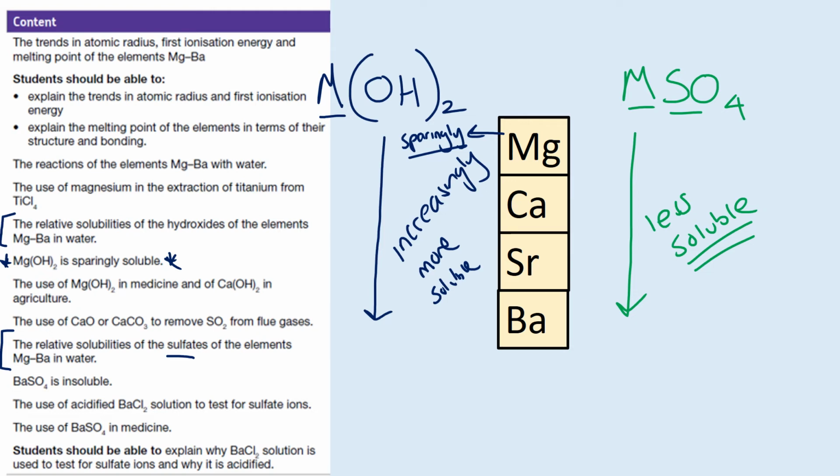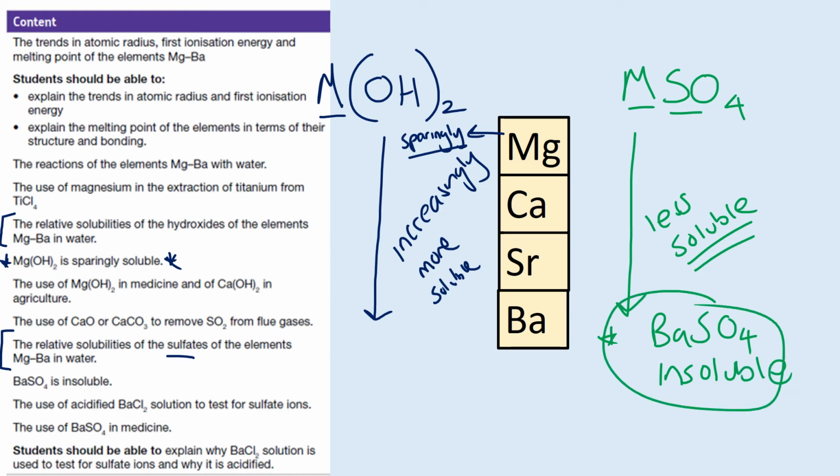Okay, so make that clear on a couple of revision cards, that the group 2 sulfates become less soluble, and at the bottom, barium sulfate is in fact insoluble. So barium sulfate is insoluble, magnesium sulfate is soluble, and as you go down, they become less soluble to the point where barium is insoluble. And you see that here, look, BaSO4 is insoluble.